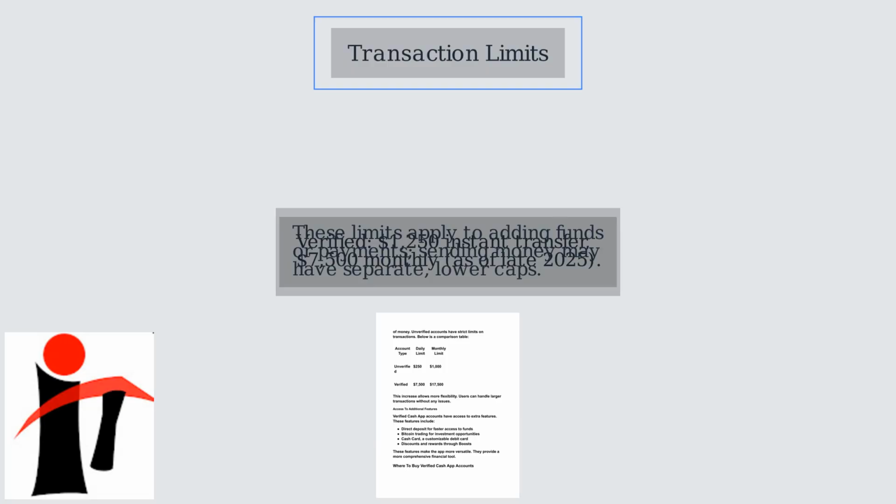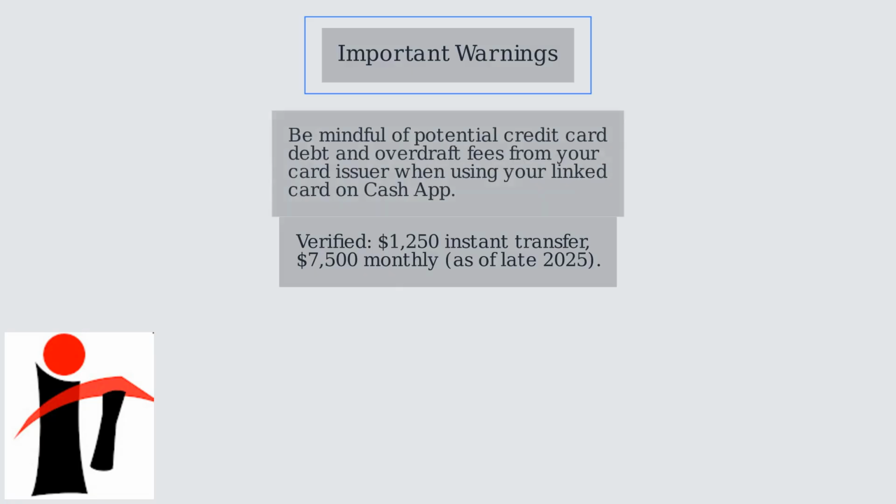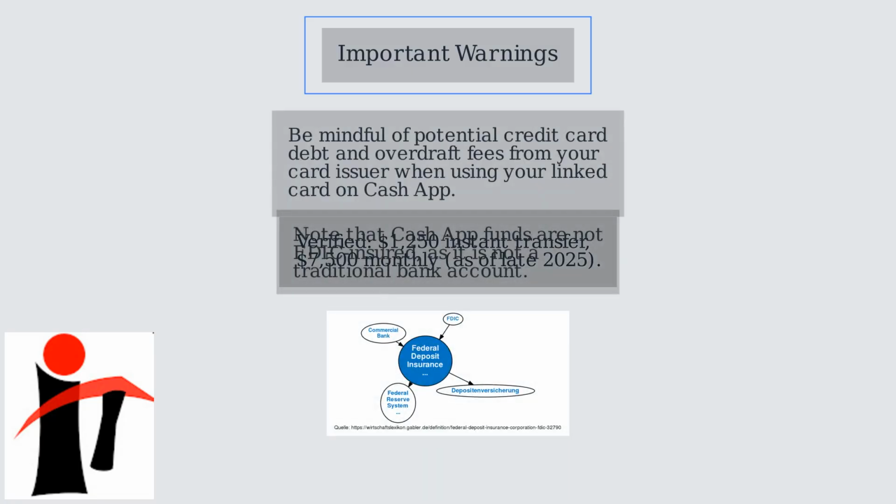Unverified accounts have lower limits, such as $250 per transaction and $1,000 monthly. Verified accounts, as of late 2025, can transfer up to $1 to $1,250 instantly and have a monthly limit of $7,500. Remember, these limits apply to adding funds or making payments. Sending money to others may have separate, lower caps for unverified users.